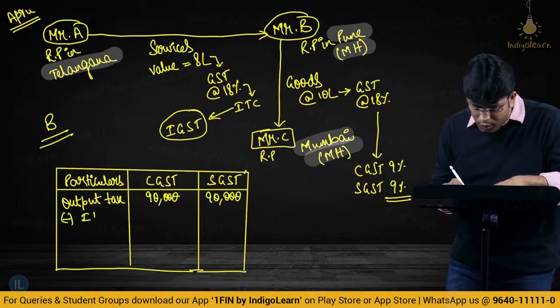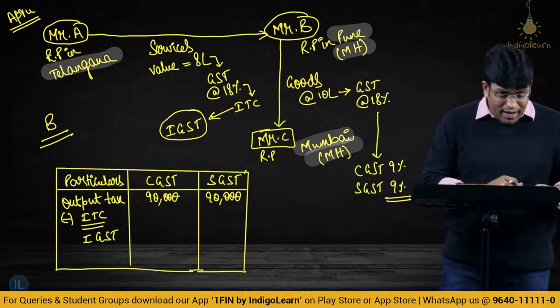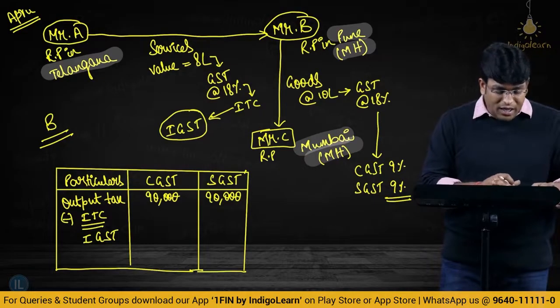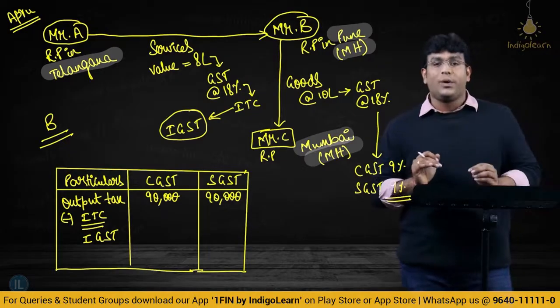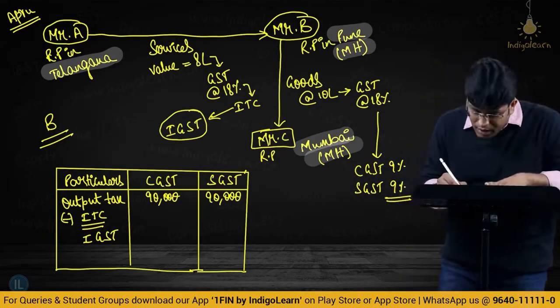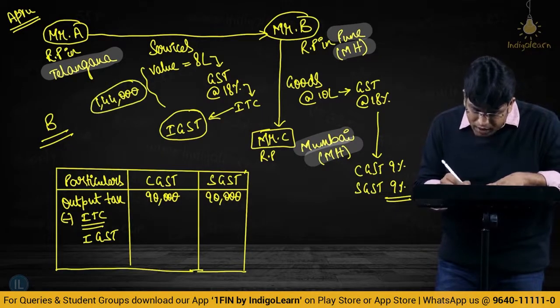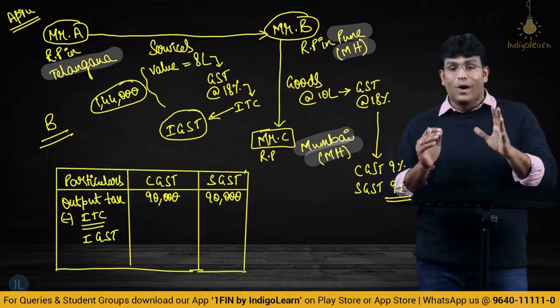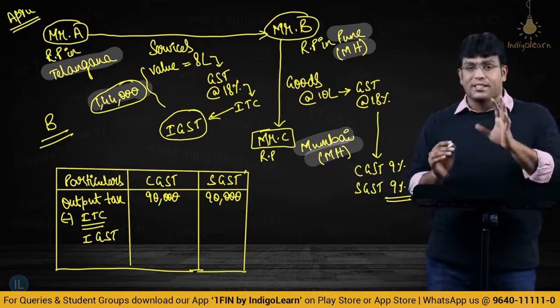And tell me friends, what is the input tax credit I have? I have input tax credit of IGST. And what is the credit I have? I have credit on 8 lakhs into 18%. 8 lakhs into 18% comes to 1,44,000. So what is my credit? 1,44,000. This is my input tax credit.